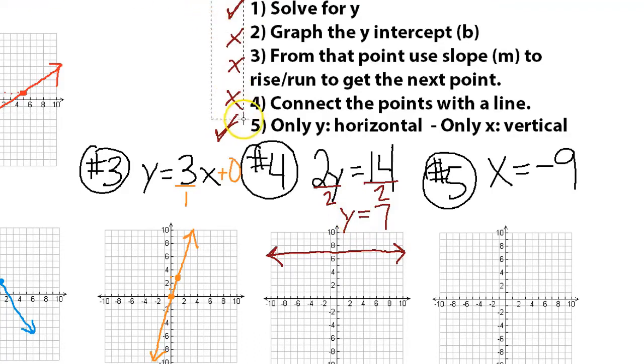Okay, next one. Last one, I've got x equals -9. Now this is weird because we can't even solve for y. There is no y. And so I'm going to go all the way down to the last step. It says if you only have an x, which is what we have here, then the answer is vertical. It's a vertical line. So I'm going to go to -9 and do a vertical line here at -9. And that is the answer to these 5 questions.